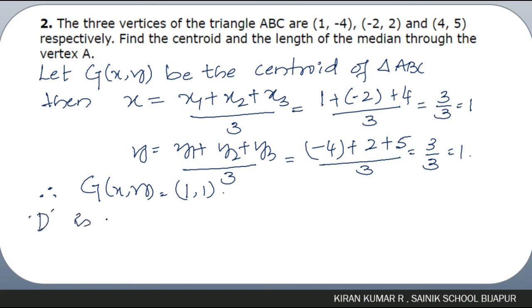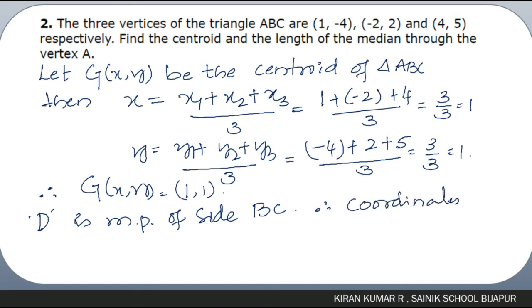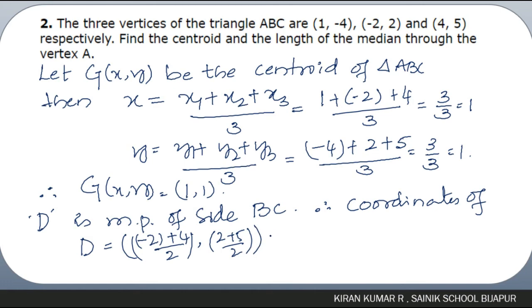D is midpoint of side BC. Therefore, coordinates of the point D will be negative 2 plus 4 divided by 2 comma 2 plus 5 divided by 2, which is 1 comma 7 by 2.